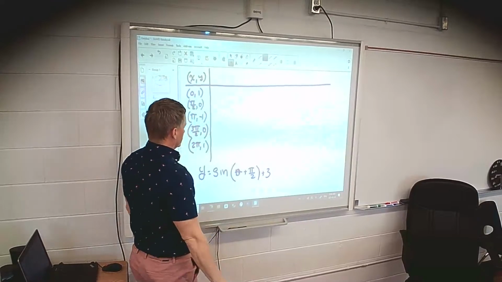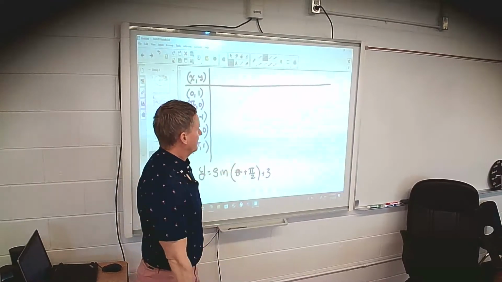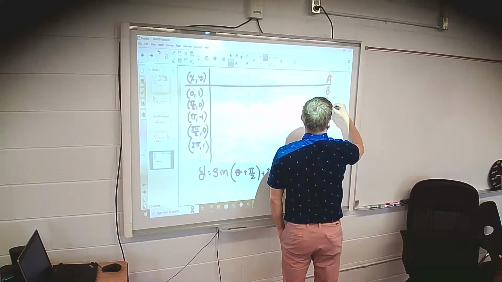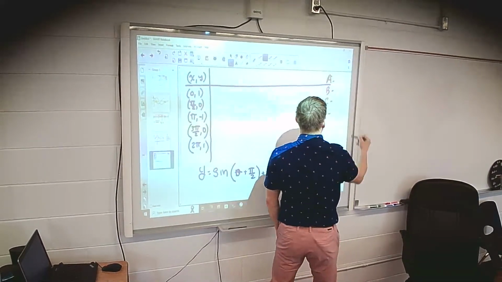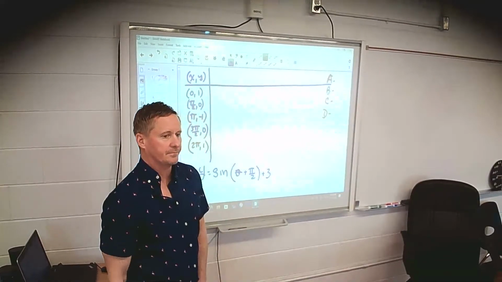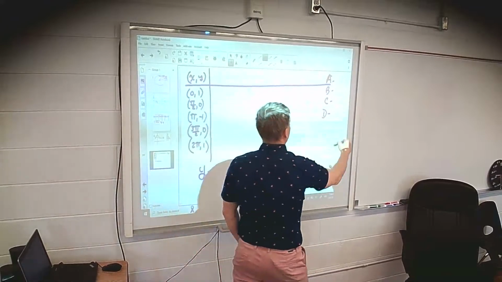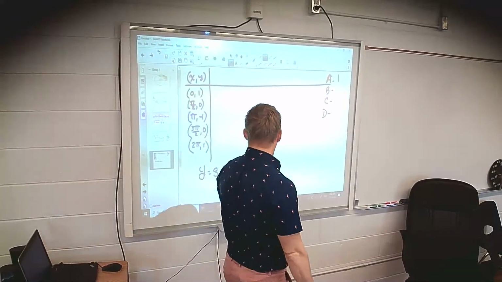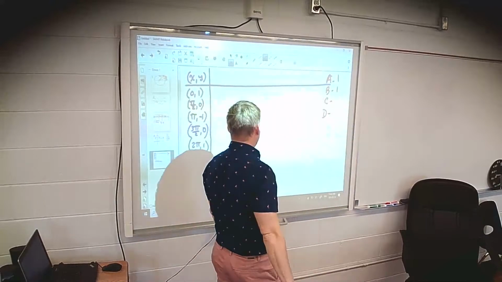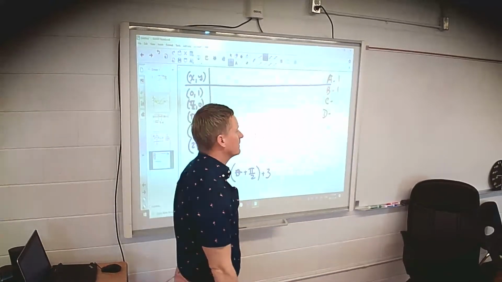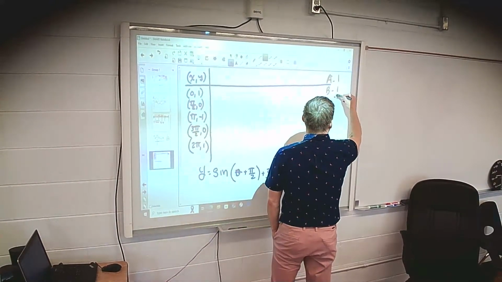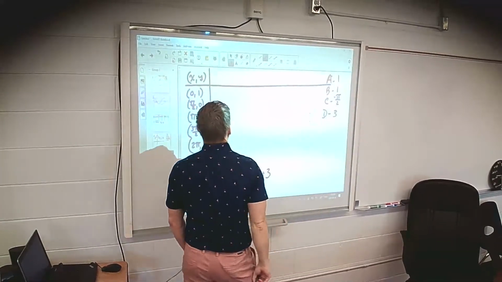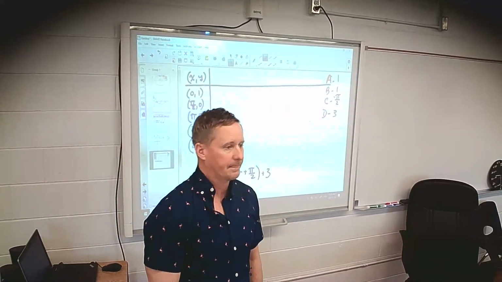So to graph this, I go over here. A, B, C, D. What's my A value in that equation? 1. What's my B value in that equation? Also 1. What's my C value? Negative pi over 2. And my D value? 3. Okay. So this is where we're at right now. Got it?